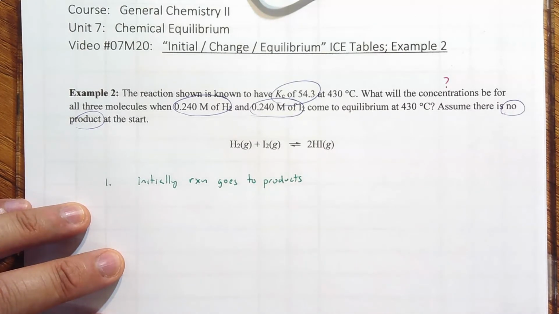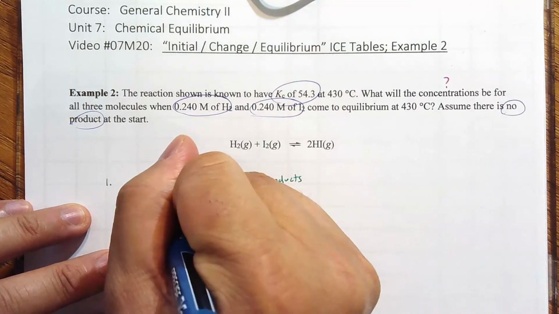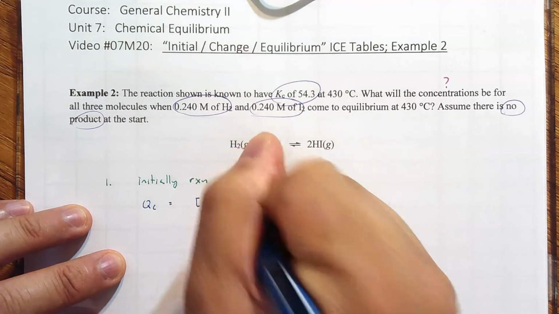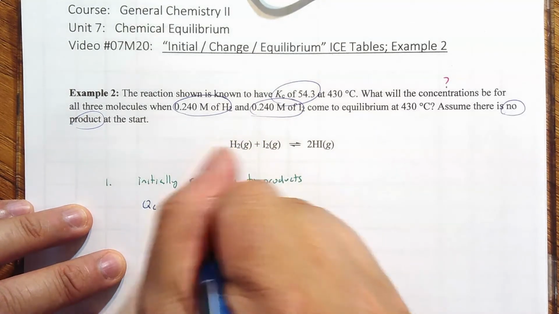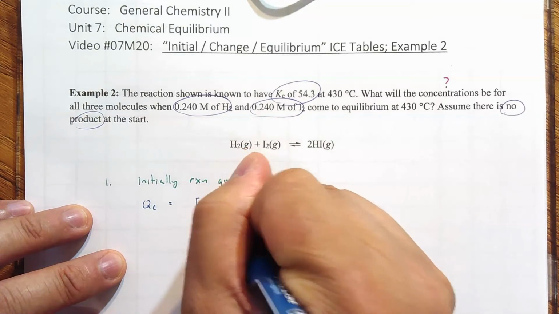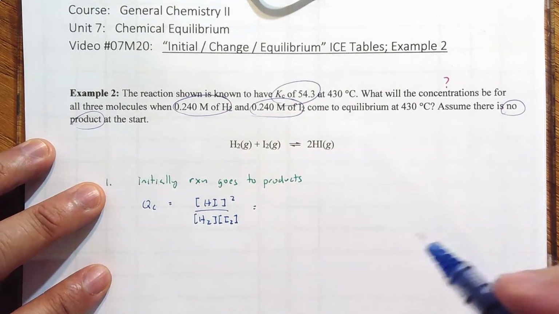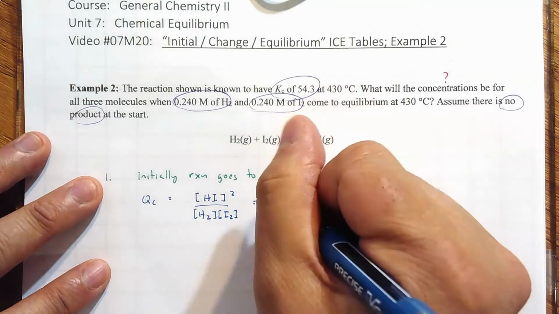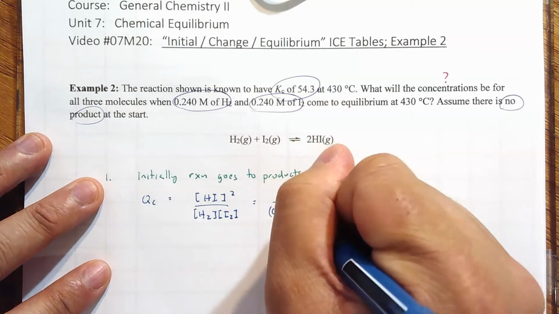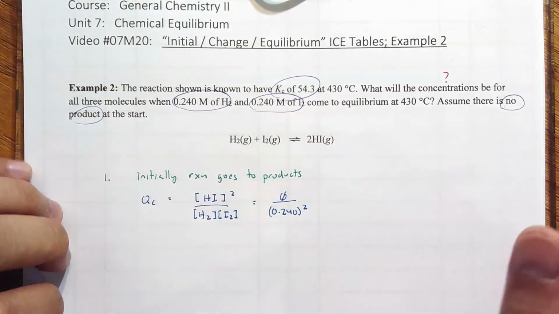Now, we could also do this using QC. You know that QC in this case equals the concentration of HI, don't forget the squared, divided by concentration of H2 times the concentration of I2. But HI is 0 at the start. So we have 0, and then here we have 0.240, and it's actually squared because initially they have the same amount of H2 and I2.